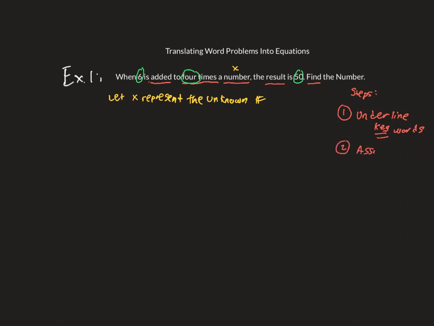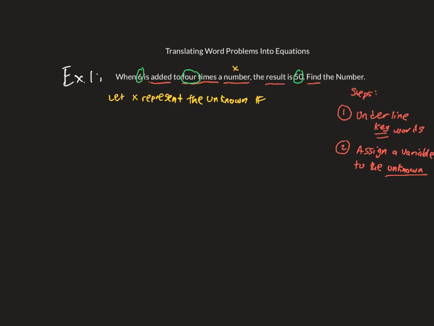We'll assign a variable to the unknown. In this case, there's only one unknown, so that's why there's only one variable. So let's break it down. The third step then is to make the equation. So you have to be able to understand what these words mean.